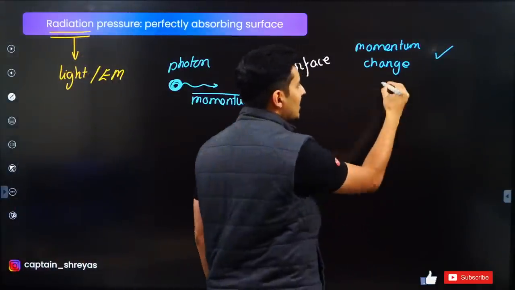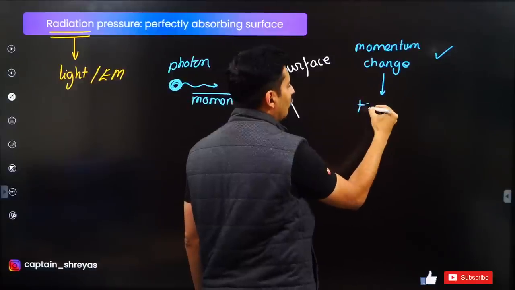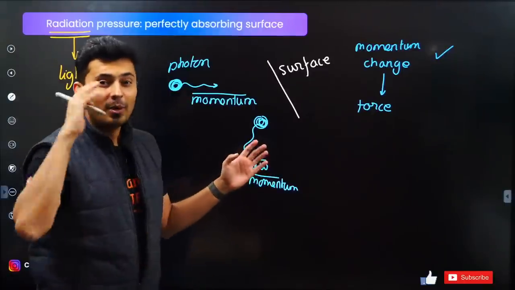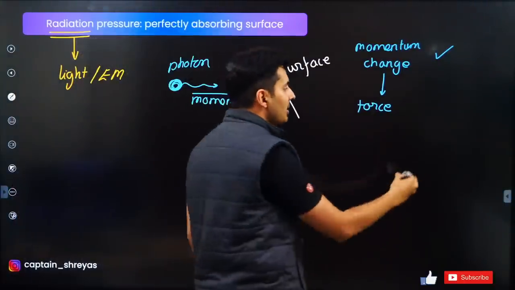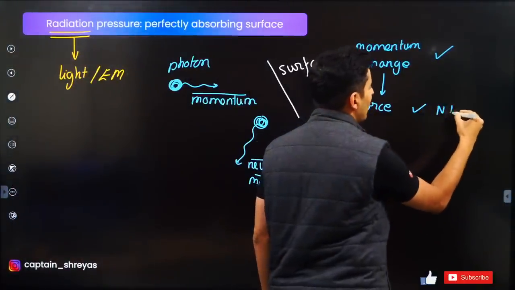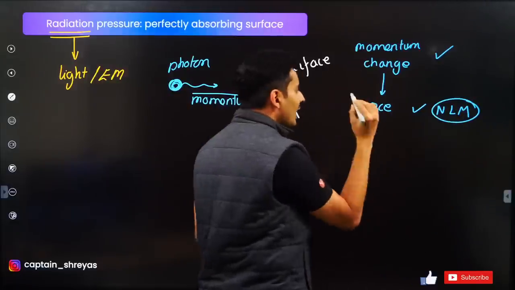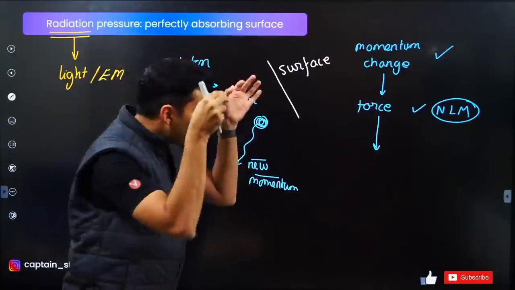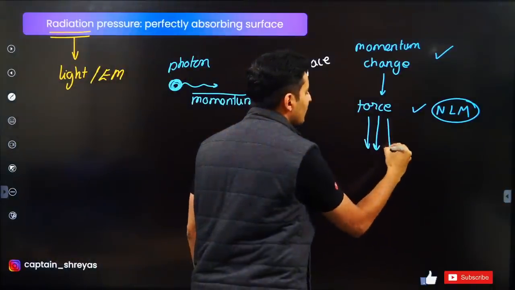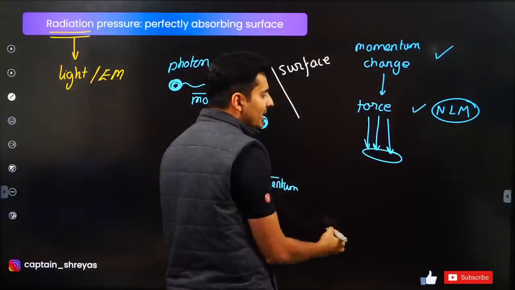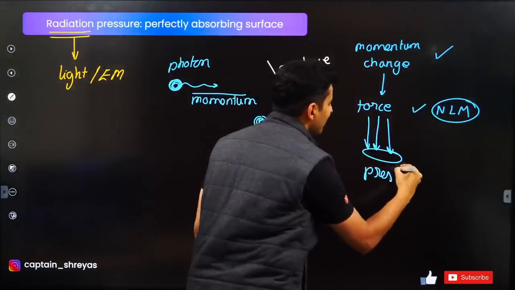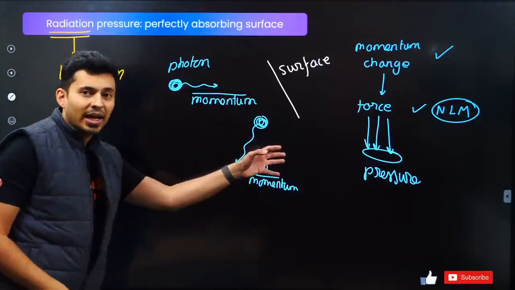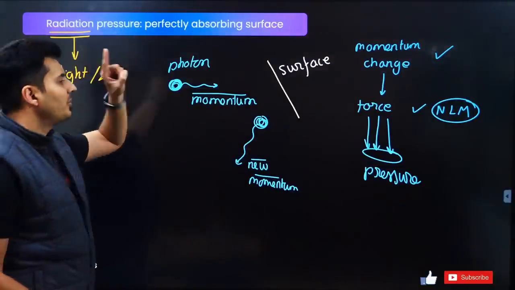So when momentum changes, what happened? Isn't there a force acting on it? Right? Remember, whose law is this? This is Newton's second law. Definitely Newton's laws of motion. If there is force and if you take the area of the surface, the force acting per unit area, what is that called? Pressure. So isn't there a pressure because of light? That is why it is called radiation pressure.